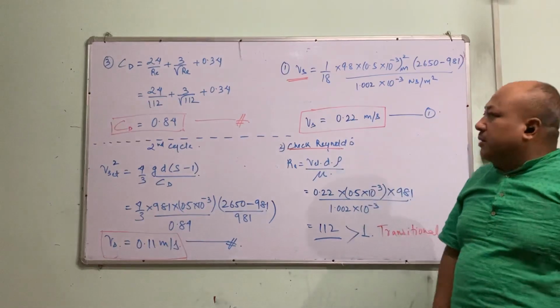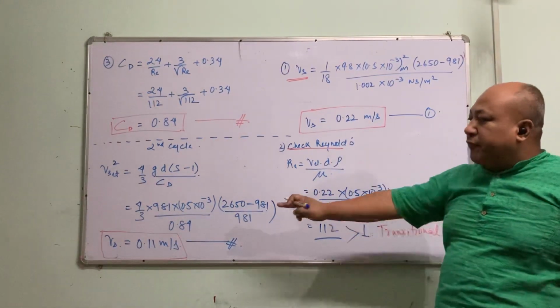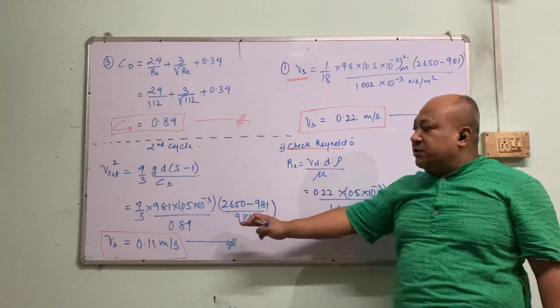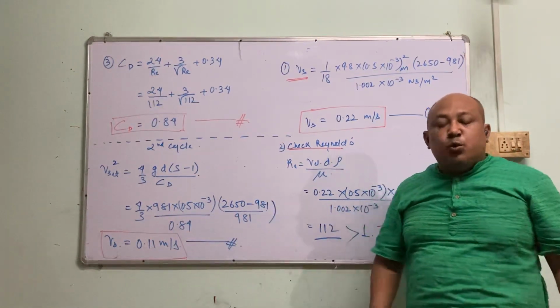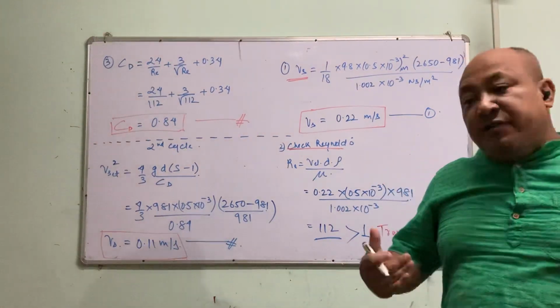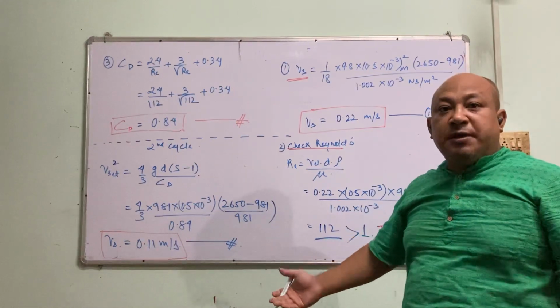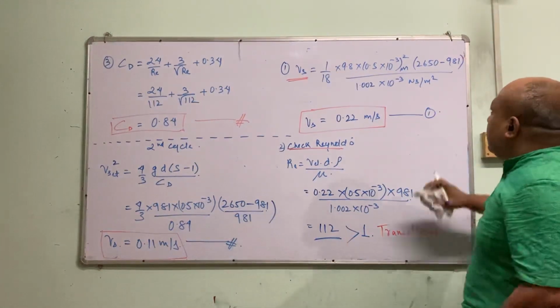Now, the thing is, in this second cycle, are you very sure that the settling velocity of 0.11 meter per second will be transitional, or it may go to turbulent also? Or even if it is transitional, the value of the CD may be different. Okay, so let me drop this part.